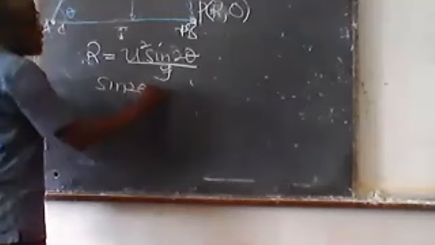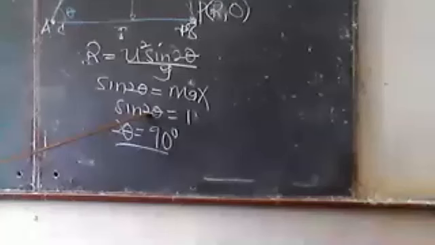So I can get the maximum, which is 1, when 2 theta is 90. And that means theta alone is what? Theta alone is 45 degrees, not so? Theta alone is 45 degrees.